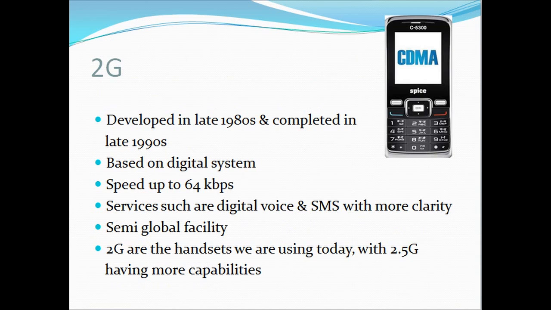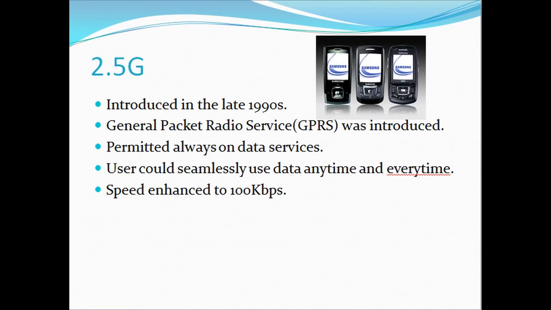2.5G. It was introduced in the late 1990s. It used GPRS, that is General Packet Radio Service. It was introduced in the mobile systems. It permitted data services to be always on. The user could seamlessly use data anytime and every time. The speed was enhanced to 100 kbps.